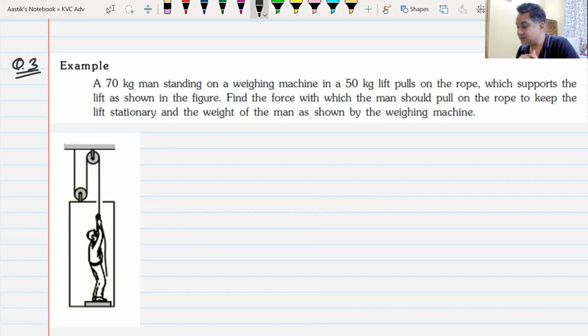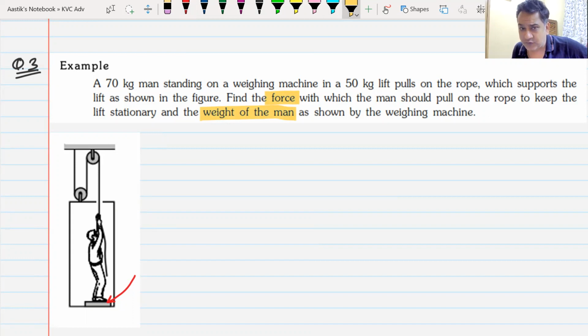A 70 kg man standing on a weighing machine. You can see this weighing machine? Yes, sir. A 70 kg man standing on the weighing machine in a 50 kg lift pulls on the rope which supports the lift as shown in the figure. Find the force with which the man should pull on the rope to keep the lift stationary and the weight of the man as shown by the weighing machine.